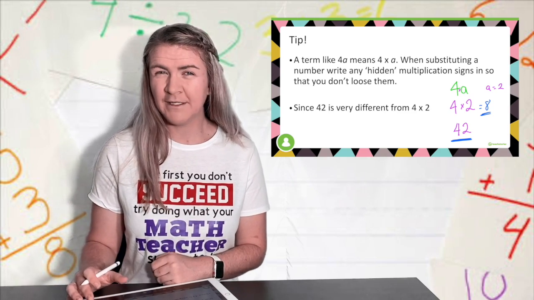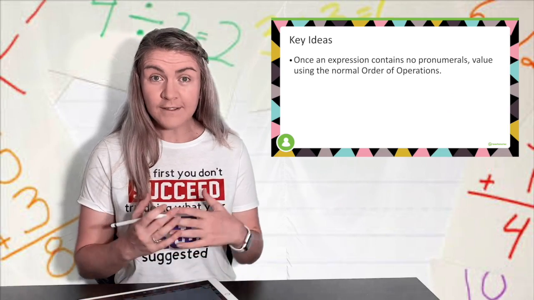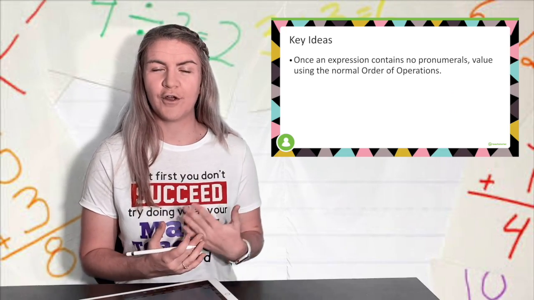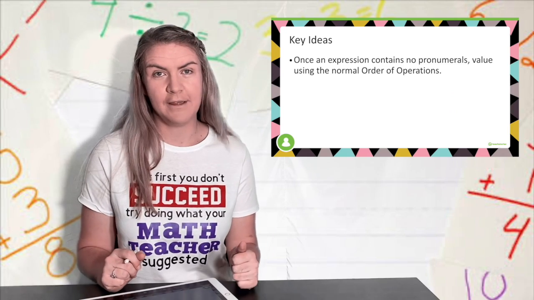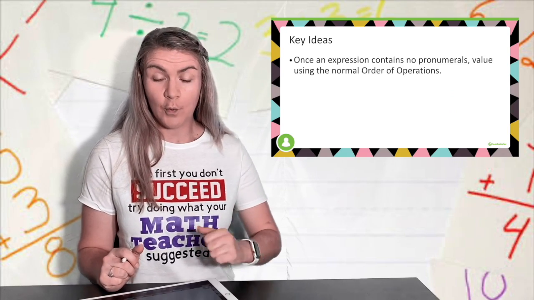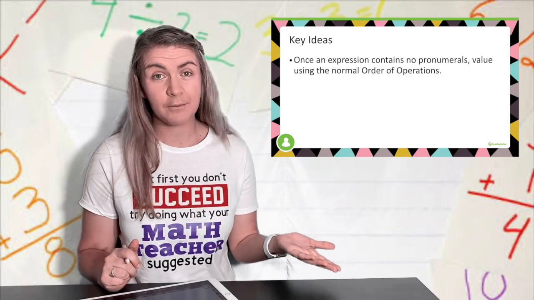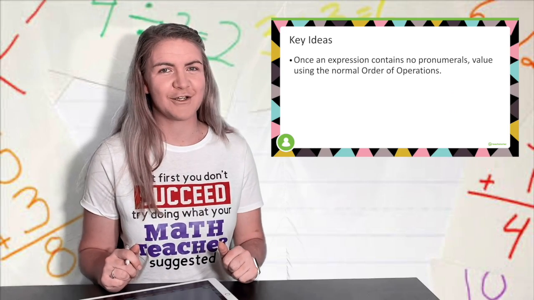My third tip, it's not even really a tip, it's just a reminder, is that once we've gotten rid of all the letters, we just follow normal order of operations. So BIMDAS, BODMAS still applies. So once we've gotten rid of all those letters, and now we've just got numbers, which we completely understand, we just solve it or evaluate it just like normal.